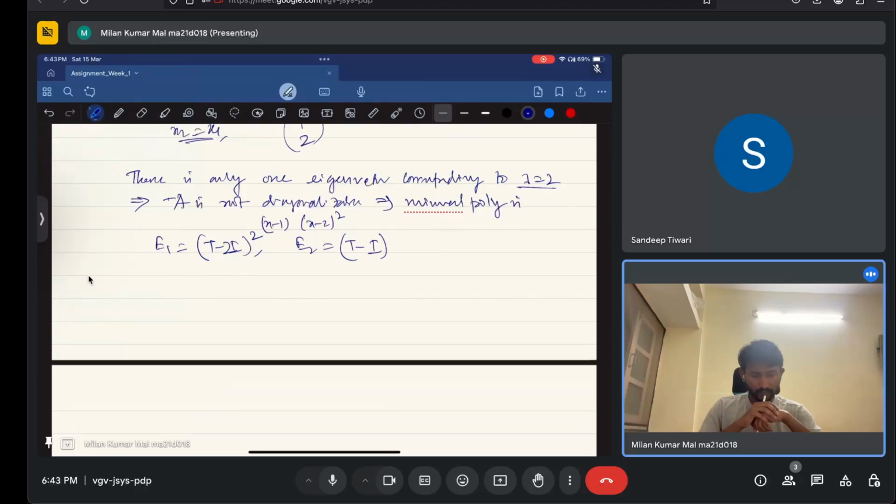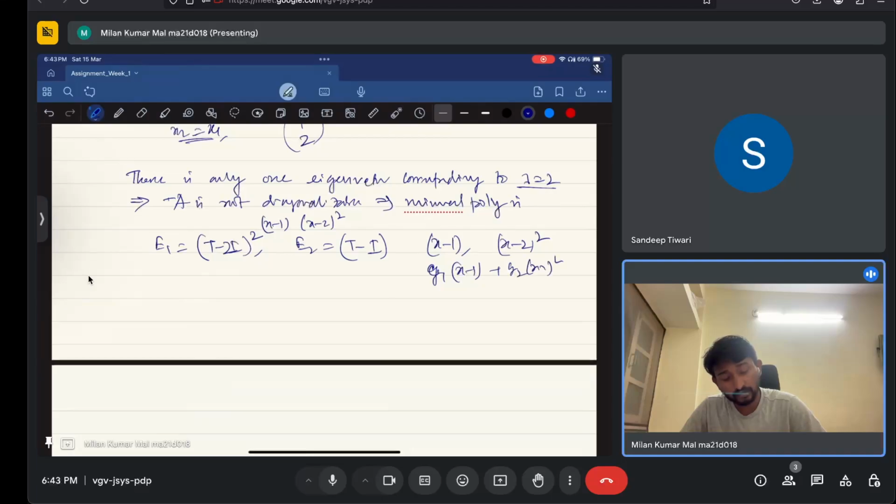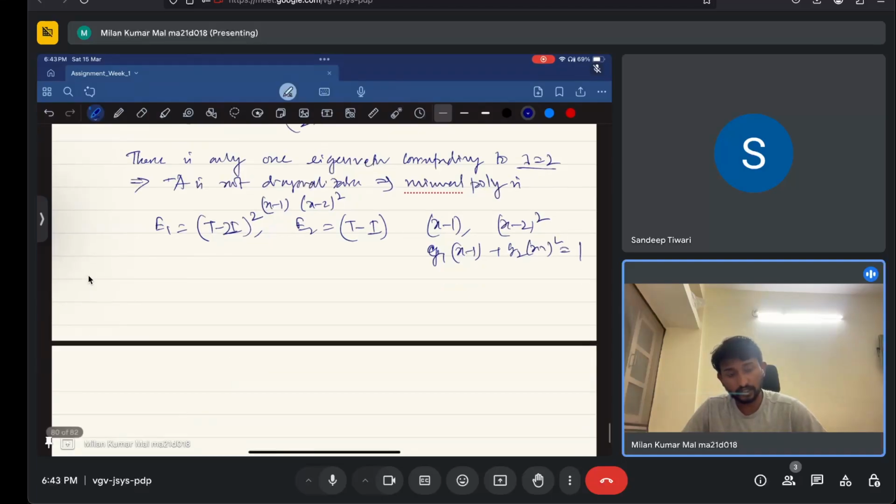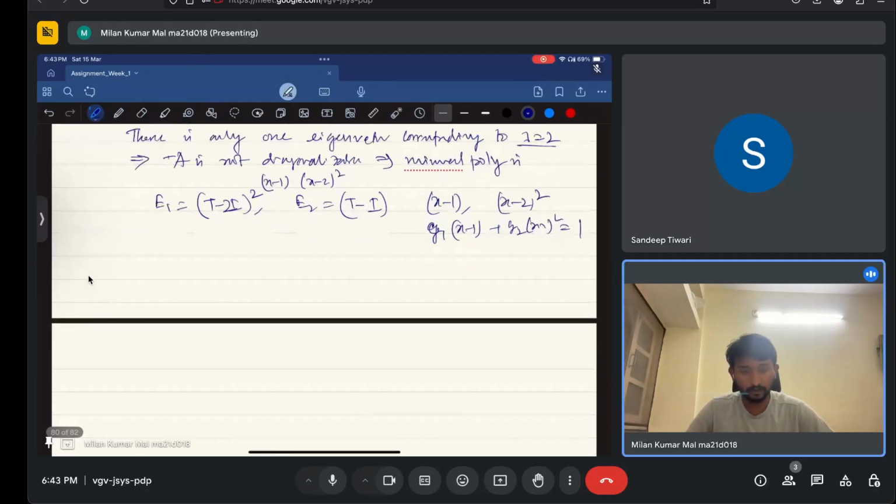There is something such that we need. This polynomial x minus 1 is one polynomial, x minus 2 is another polynomial, but we need some polynomials g1 and g2 such that g1 (x minus 1) plus g2 (x minus 2) squared is equal to 1. We need that one, g1 and g2 is needed here, otherwise it is not possible. So how to find g1, g2? Just 1 minute.